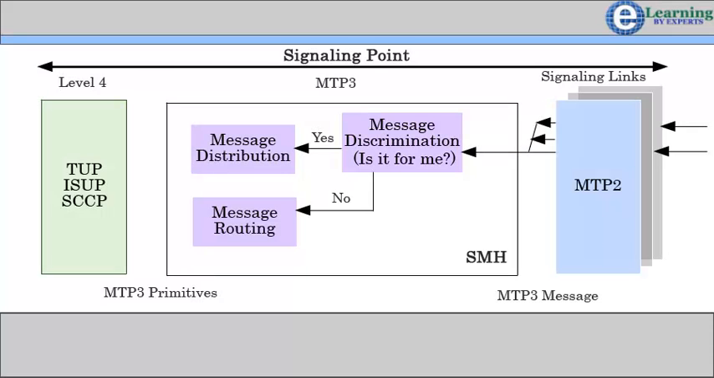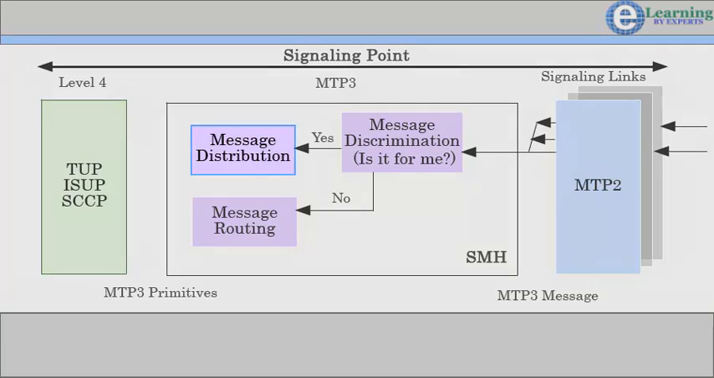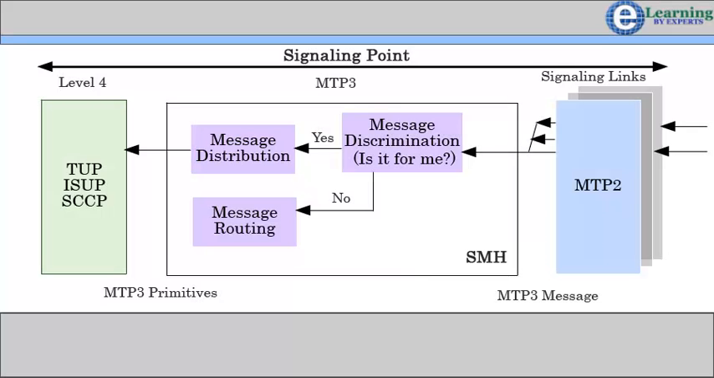of routing. When the discrimination function has determined that a message is destined for the current node, it performs the distribution process by examining the service indicator, which is part of the SIO, in the routing label. The service indicator designates which MTP3 user to send the message to for further processing. For example, MTP3 SNM processes a message with a service indicator of 0, while a message with a service indicator of 5 is sent to ISUP for processing.